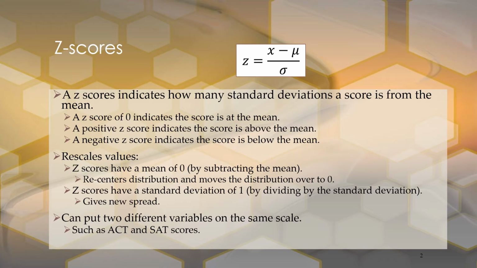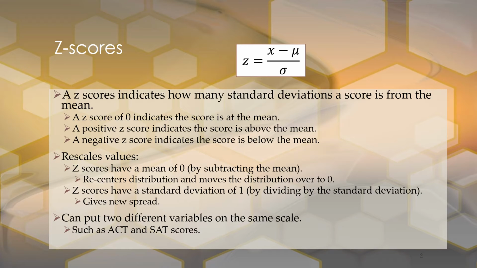So what z-scores do is they just rescale the values. If you use this formula at the top here and do this to each individual value in this distribution, you take the raw scores, which are the x values, subtract their mean, and divide by the standard deviation, you will get a distribution of z-scores, and it just rescales the values. So the z-scores will have a mean of 0.